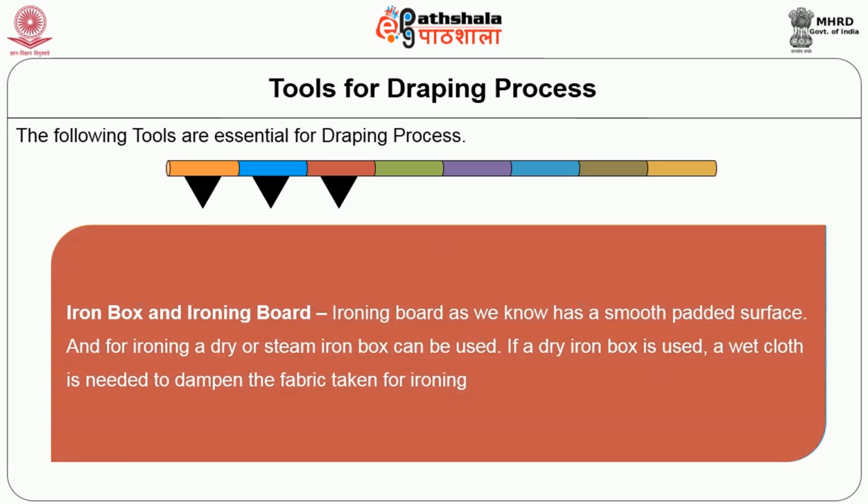And we also need an iron box and an ironing board. The ironing board, as we know, has a smooth padded surface, and for ironing, a dry or a steam iron box can be used. If a dry iron box is used, a wet cloth is needed to dampen the fabric taken for ironing.